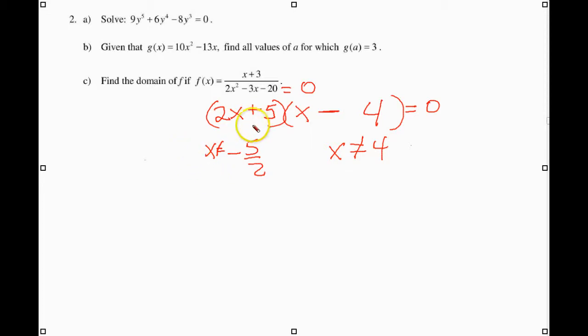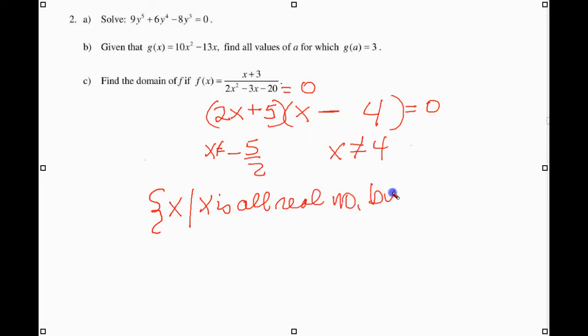So what is your domain? Well, we're going to put it in set builder notation. We're saying x is such that x is all real numbers, but x cannot be a negative 5 halves or a 4. Okay?